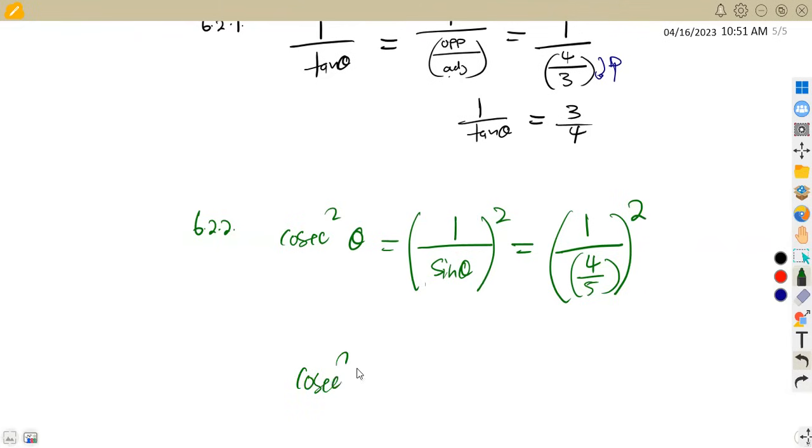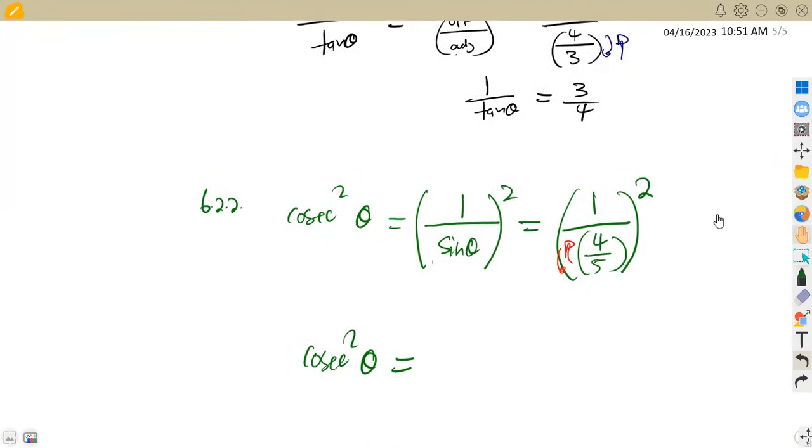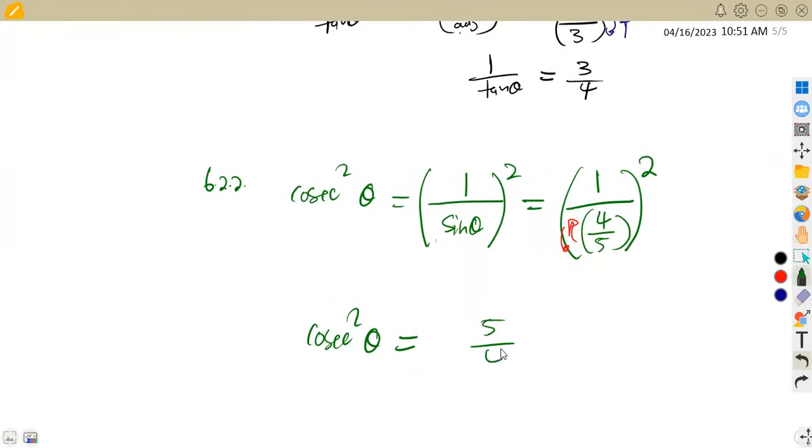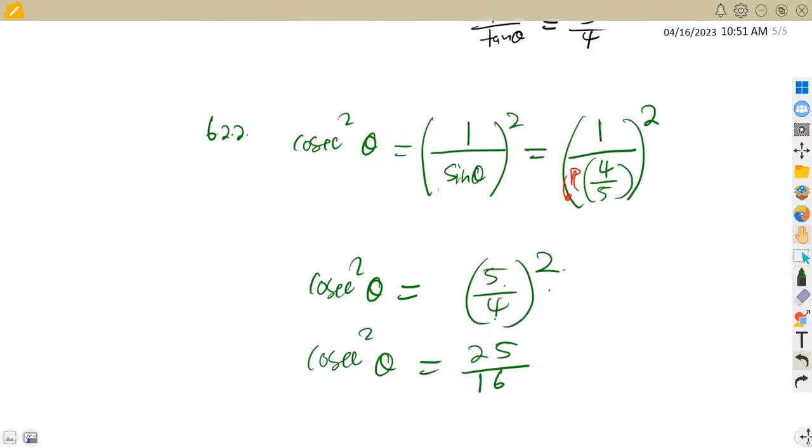So that means the cosec squared of theta is going to give us, remember what we said here, 1 over simply means the inverse of. So if we are given 1 over 4/5, this is going to be the inverse of 4/5, which is 5/4. So we've got 5/4 squared. So take note, this is going to be squared. That means cosec squared theta is equal to 5 squared, which is 25, over 4 squared, which is 16. So this is going to be 25 over 16 in this case.